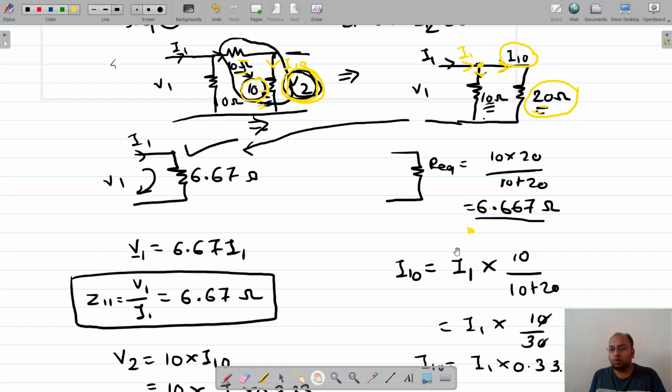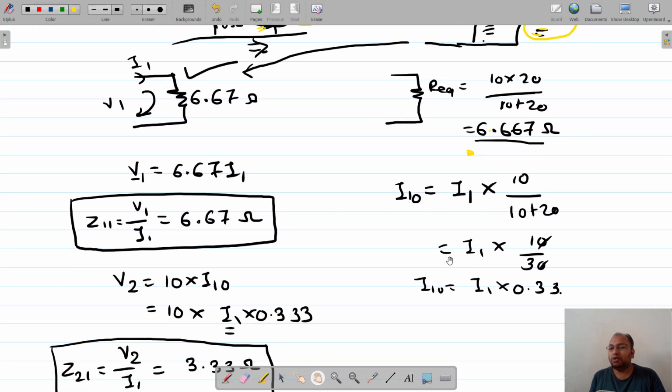The total supplied current is written over here, multiplied by the opposite branch resistor, that is 10 ohm, divided by the total resistance where the current is dividing. So 10 divided by 10 plus 20, right? From that we have found I10 is equal to I1 into 10 by 30, and 1 by 3 is coming as 0.33, right?